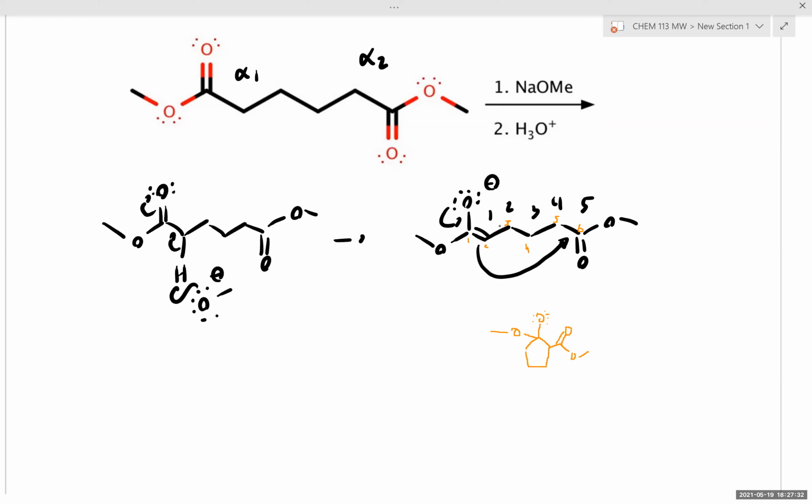So what's the next step in this reaction? So we have this tetrahedral intermediate, and this tetrahedral intermediate will collapse and kick out our leaving group. Generally, intramolecular Claisens are more product favored than intermolecular Claisens. So would we be able to draw the next step where we kick out our leaving group?